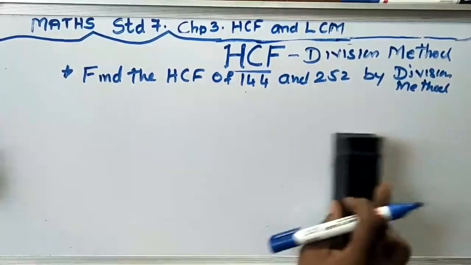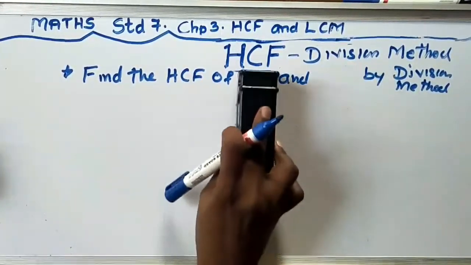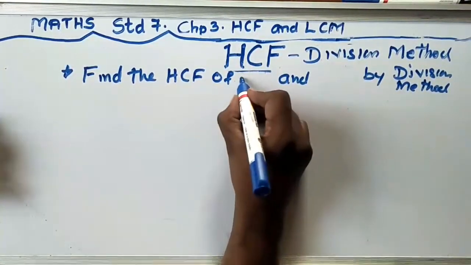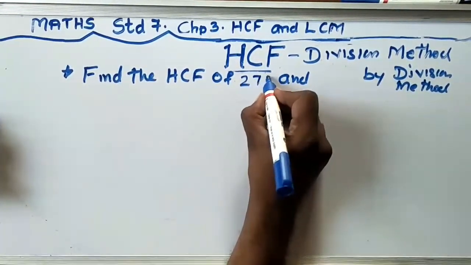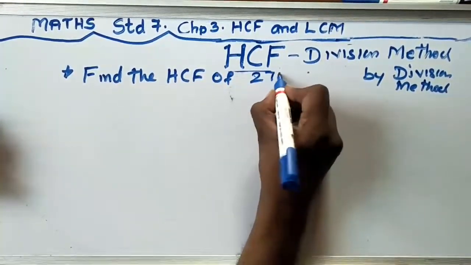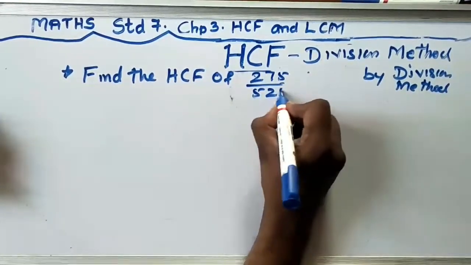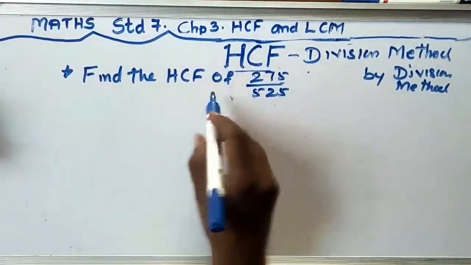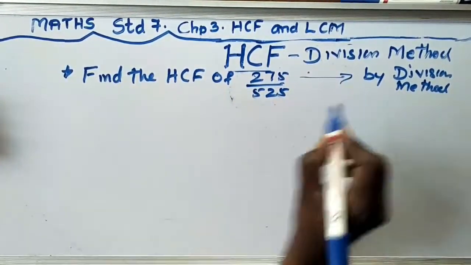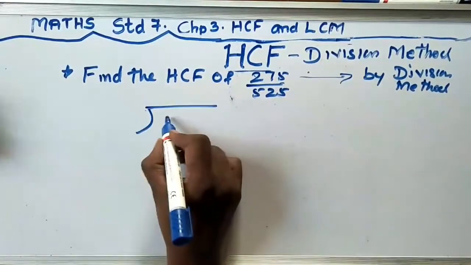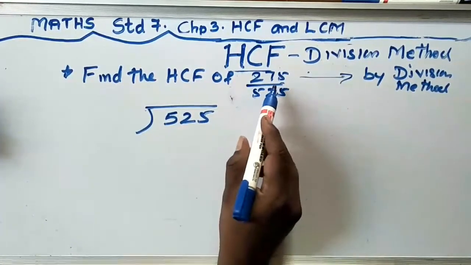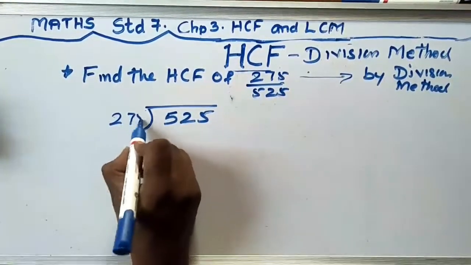Let us take the other sum from practice set 12. From practice set 12, let me take one number, that is the first sum 275. In the book it is given as 275 upon 525. Find the HCF of 275 and 525 by division method. So here let us do the same thing. 525 is greater, I have written inside. 275 is smaller, I have taken as outside.